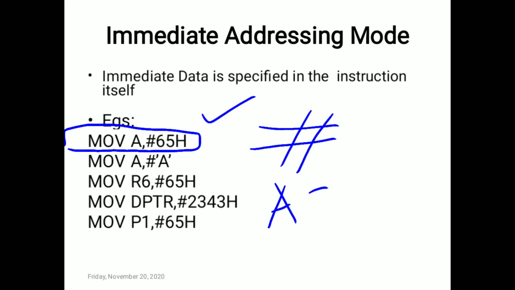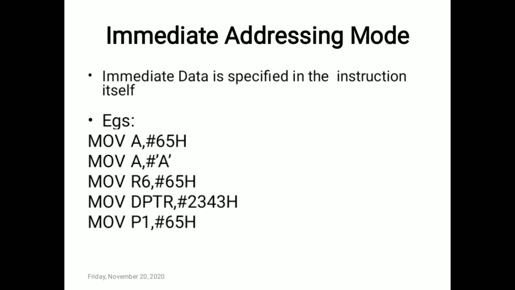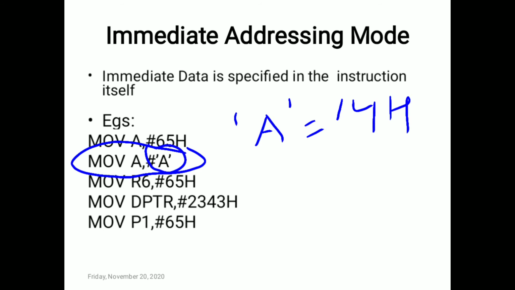Similarly, here we are moving A, #'A'. In the second instruction, the hash is representing data and A is the symbol. Suppose the equivalent data of the alphabet A is 14h. So that will be moved to the accumulator. In this way this instruction will work.